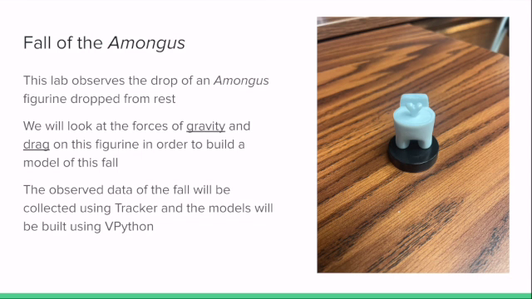This lab observes the drop of an Among Us figurine dropped from rest. We will look at the forces of gravity and drag on this figurine in order to build a model of this fall. The observed data of the fall will be collected using Tracker, and the models will be built using Python.